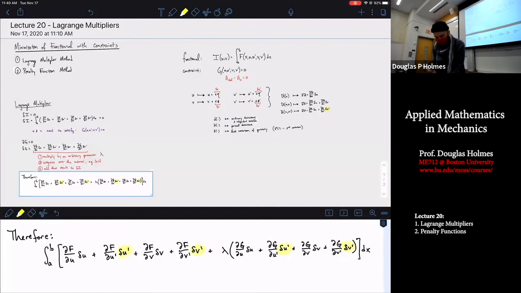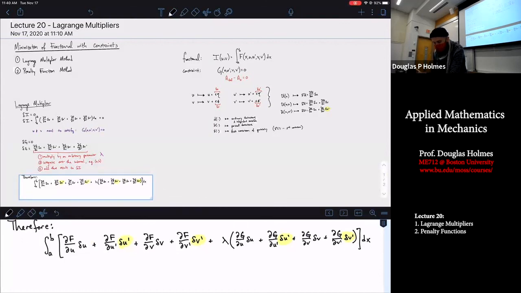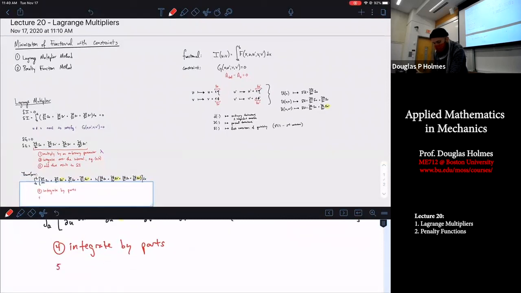For the sake of simplicity, I guess, step four is integrate by parts. Step five is we're going to say that these variations at the endpoints are equal to zero. For this sake, that means we can simplify our life and throw out those boundary terms.